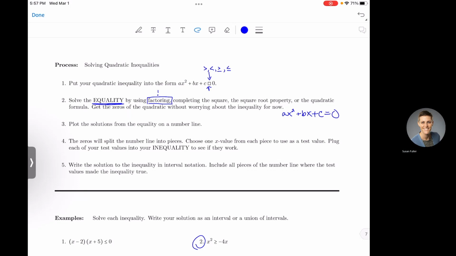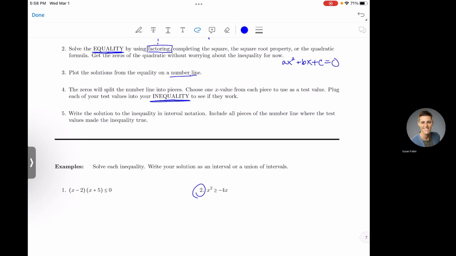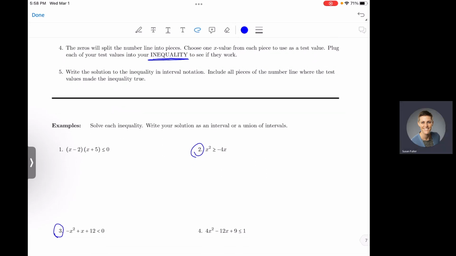And then once you get those solutions, I want you to put them on a number line. So you'll just plot those values on a number line wherever they are, smaller values on the left, larger values on the right. And then that's going to cut your number line up into pieces. And then choose one x value from each piece. Doesn't matter which x value you choose, just pick one from each piece. And then plug those test values into your inequality to see if they work. And then you'll write the solution in interval notation and make sure that you include all of the pieces that work.